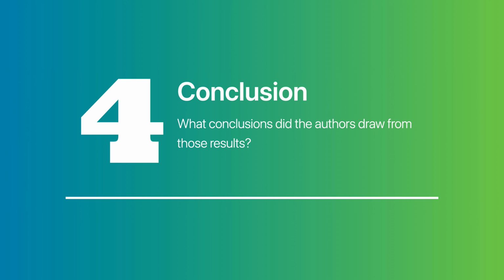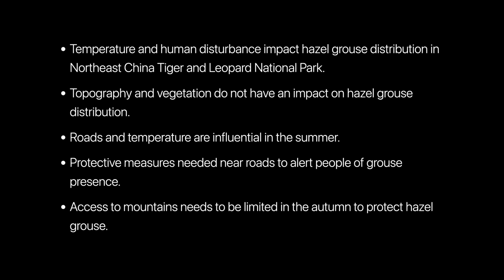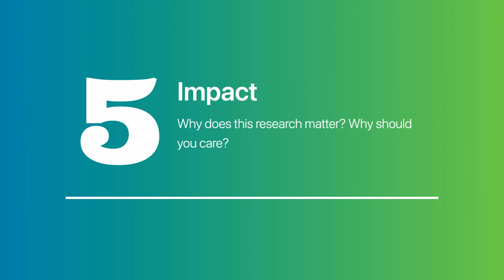4. What conclusions did the authors draw from their results? The study found that temperature and human disturbance had an impact on the distribution of hazel grouse in the Northeast China Tiger and Leopard National Park, while topography and vegetation did not. Roads and temperature were particularly influential in the summer, and protective measures should be taken near paved roads to alert people of the presence of grouse. Access to the mountains also needs to be limited in the autumn. Understanding the habitat and climate requirements of endangered species is crucial for conservation, and the study highlights the need for greater knowledge in this area.